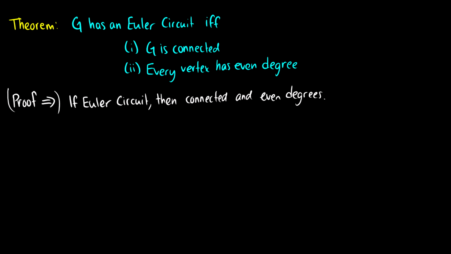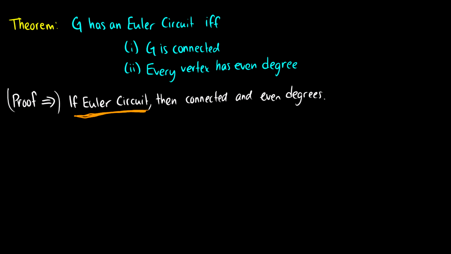So we can prove things about certain graphs. We're going to prove that a graph has an Euler circuit if 2 conditions hold: G is connected, and the second condition, every vertex has an even degree. So let's say if there's an Euler circuit, then it's connected and has even degree. So let's say there's an Euler circuit, the graph definitely has one.